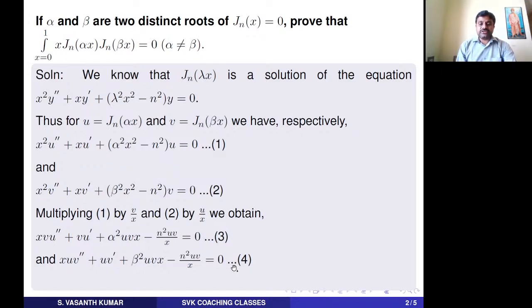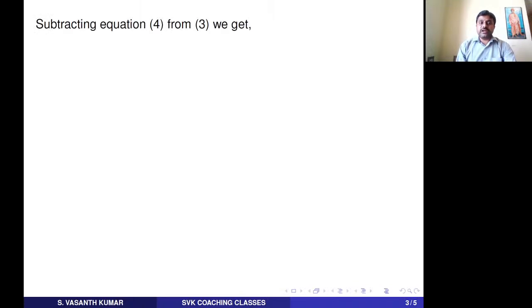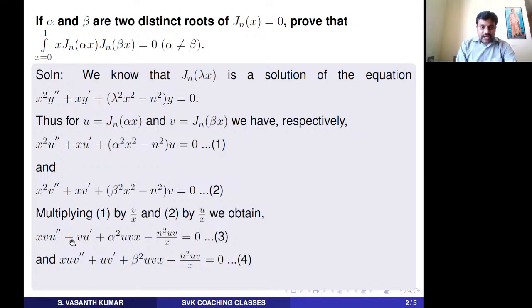See the beauty of this equation. Subtracting equation 4 from 3, we get x into (v u double dash minus u v double dash). How? You can go through once. As I am subtracting these two equations, here we have these two second order derivatives: x into u v double dash minus x into v u double dash. That is, from those two equations I have a common term x, and I have taken that out.